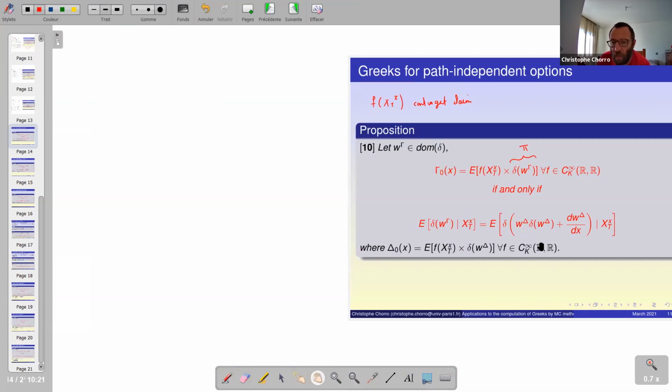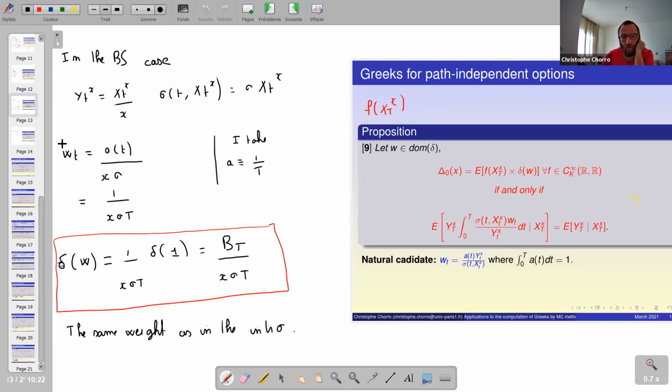I want to see what happens in the case of Black-Scholes. Use of proposition 10 in Black-Scholes. So if I want to use this, I need to find such a W delta here. But I have one from the previous slide. In the previous slide, you have one W for the delta. The W is given by 1 over x sigma capital T.